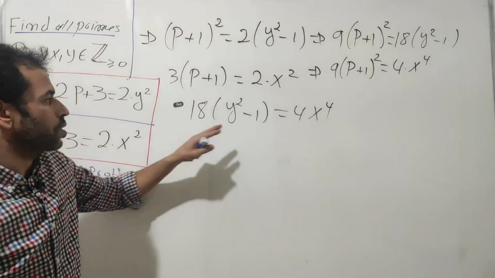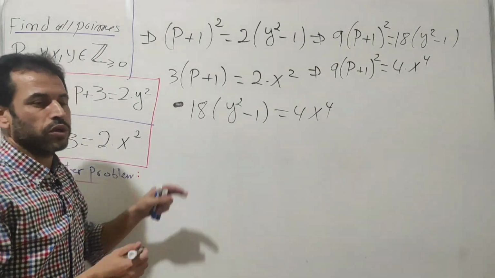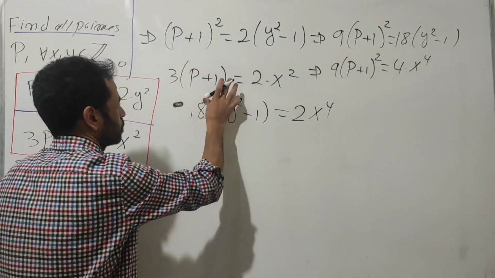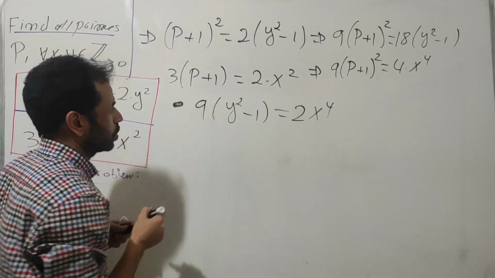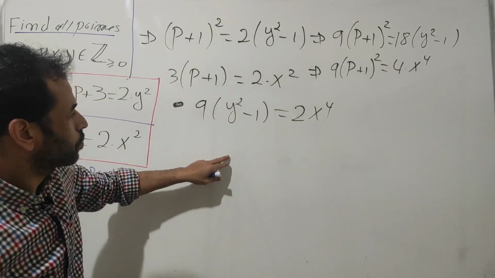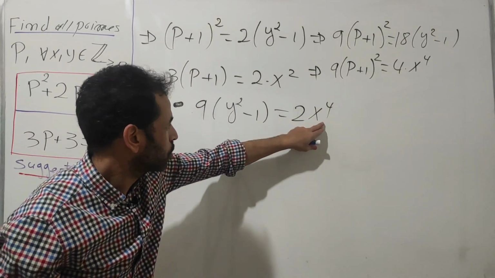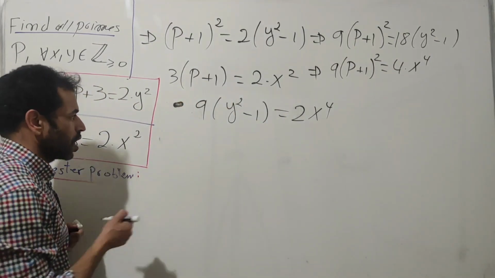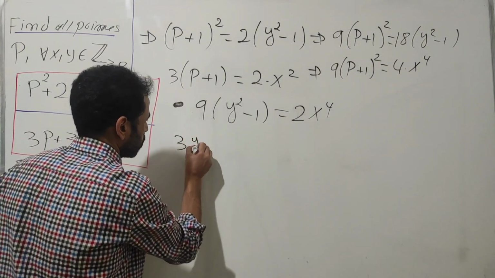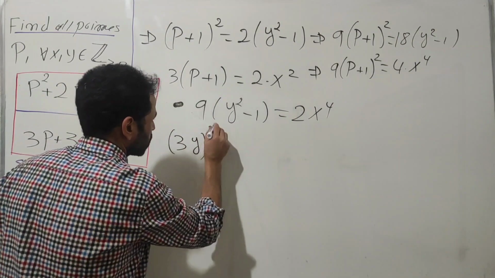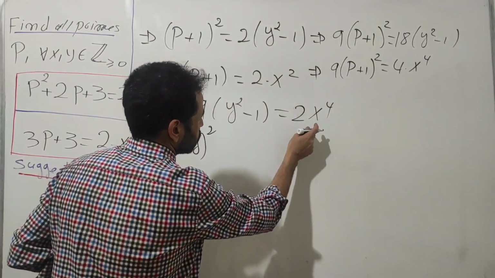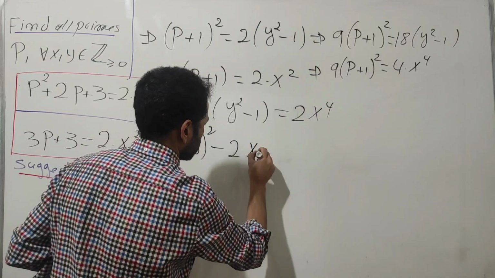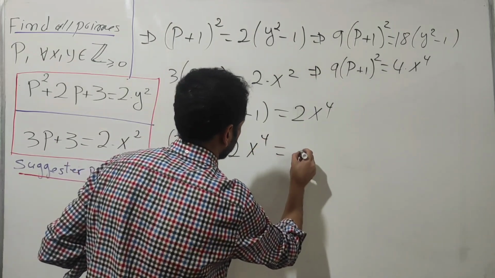I'm going to cancel 2 from both sides. I get 2 here, and here becomes 9. So what to do: I'm going to move this 2x to the 4th to the left, and let's take this 9y squared as a square. I get (3y) raised to the power of 2. Let's move this 2x to the 4th to the left. I get minus 2x to the 4th, which equals 9.